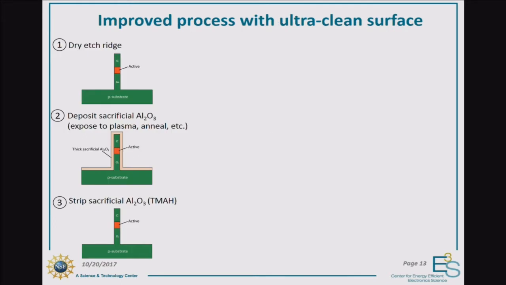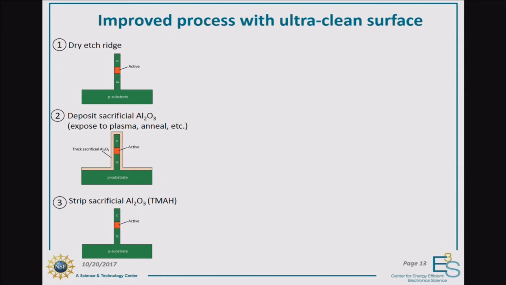Now, fortunately, we have a way of dealing with this problem, and it's rather simple. Let me guide you through that process. We first dry etch this nanoscale PN junction ridge, and then we immediately cap it with a protective aluminum oxide that's deposited via atomic layer deposition. After that, we do all of the peripheral processing to make the device, deposit the contacts, and so forth. And we can strip off that protective sacrificial aluminum oxide layer to recover the as-etched surface.